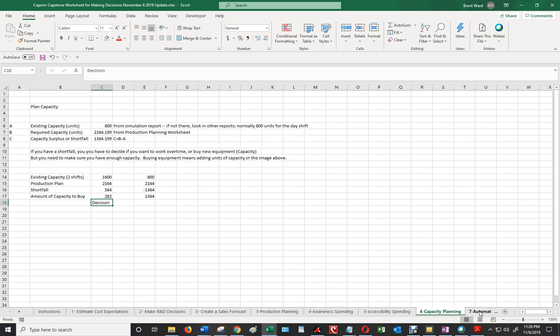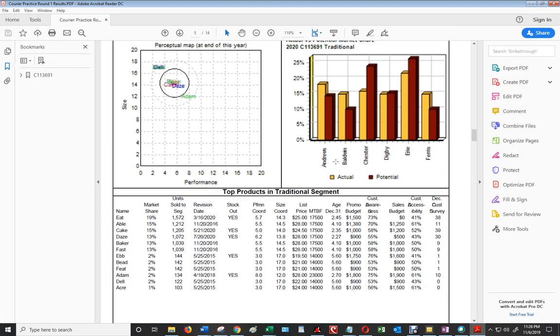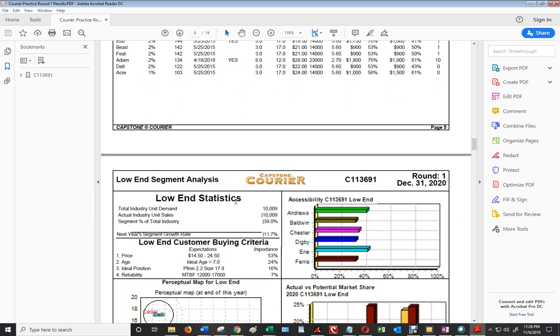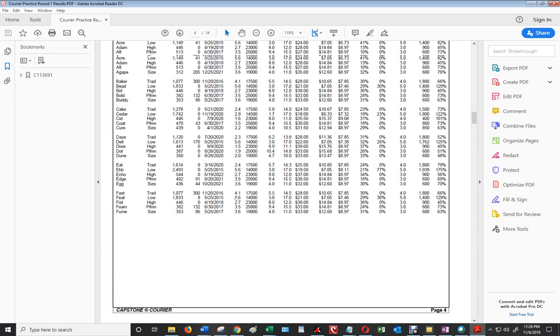Now the next decision you have to make is automation. Basically, if you're following a differentiation strategy, you don't invest very heavily in automation until your product is really well positioned. You've got to be able to position it quickly, and the more you spend on automation, the less you have in labor costs, but then the slower it is for you to make changes to your production system because your equipment isn't flexible.